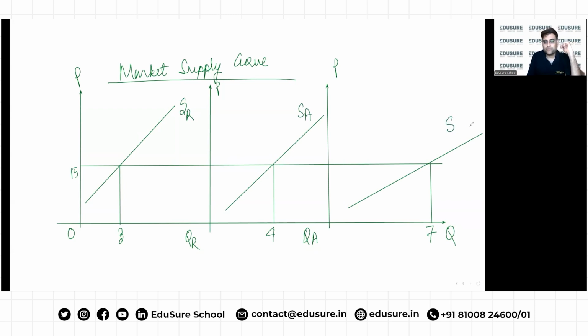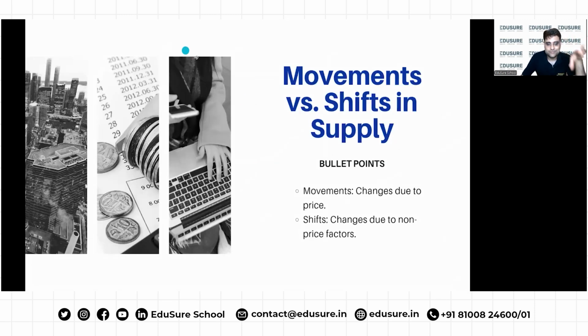Supply of the market. So basically at the same price, I'm adding all the quantities that are produced by individual sellers. That basically gives me the market supply curve, as simple as that. Now, like the demand, it's important for us to talk about shifts and movements in the supply curve.